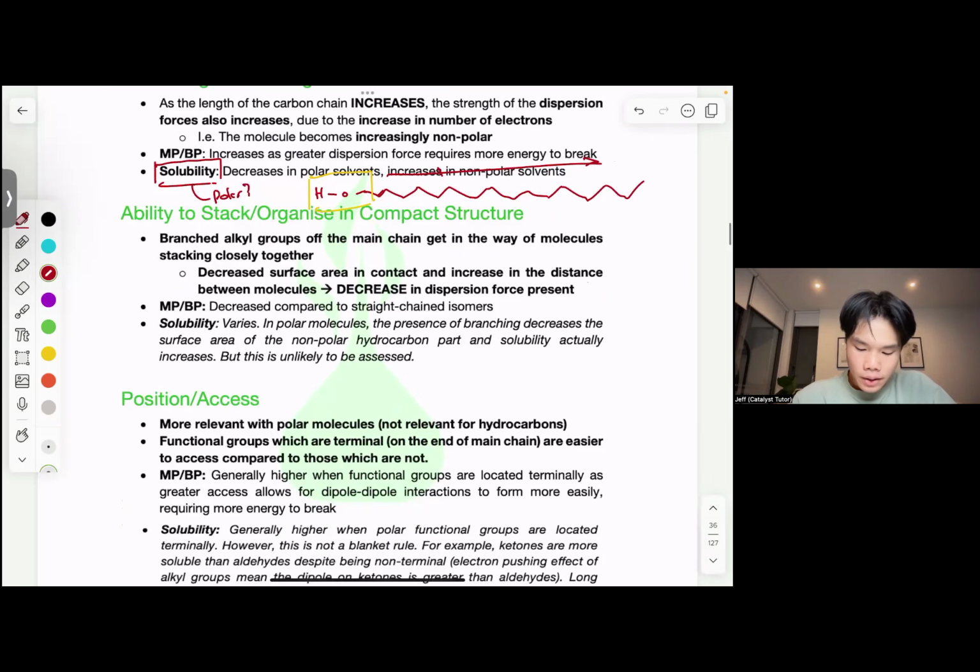Okay, the ability to stack or organize. So molecules that are straight and don't have any branches can stack together really easily at close distance, meaning the surface area interacting is relatively large. They have a much larger dispersion force. But if you have molecules that are branched, they cannot interact very closely. They're separated by all these side branches that keep them at an arm's reach. And the surface areas over which they interact are significantly reduced. So the dispersion force is less, and branched compounds will have a lower melting point, boiling point.